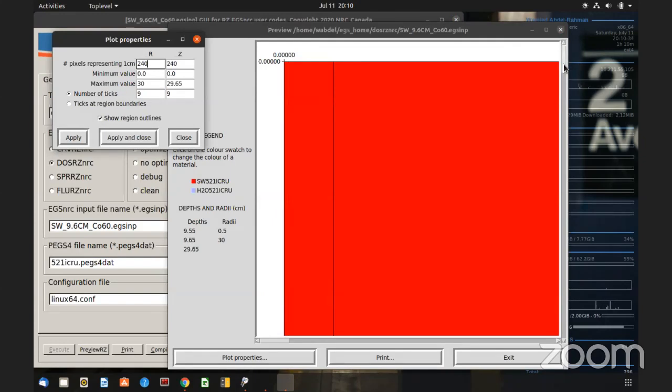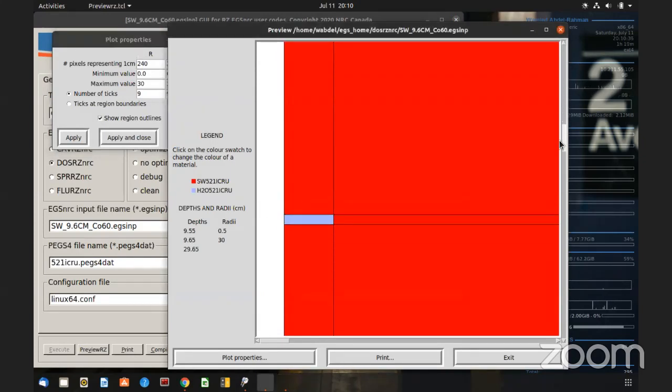So again, this is water, but that particular region, sorry, is solid water. So in red here, this is solid water. And then in blue, this is water. And in this case, this is going to be at 9.6. The center of this region in the Z direction is at 9.6.